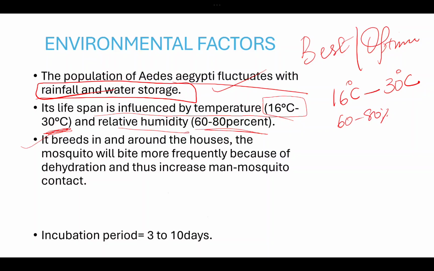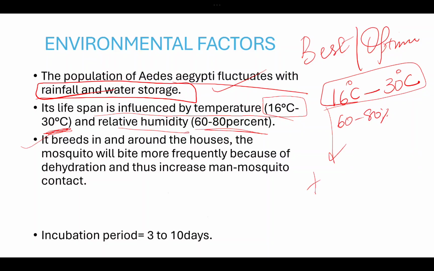Even with a 2-degree increase in the temperature, the extrinsic incubation period will be shortened, and more infected mosquitoes are available for a longer duration. Besides that, the mosquitoes will bite more frequently because of dehydration, and thus there will be an increase in man-mosquito contact. Can you believe how the temperature is affecting this? The mosquitoes will undergo dehydration in summer when the optimum temperature is 16 to 30 degrees Celsius.